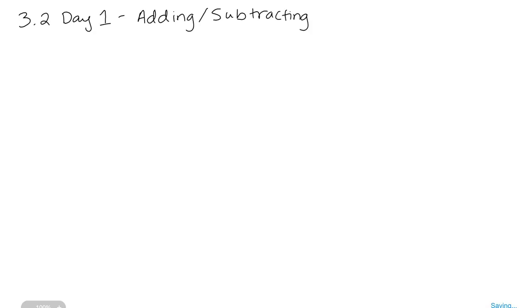So we're going to start on 3.2, day 1. And this is adding and subtracting polynomials. At any point you need to pause to catch up, feel free to do that. I'm going to try to keep this short and sweet for you. We're going to do just a couple examples.